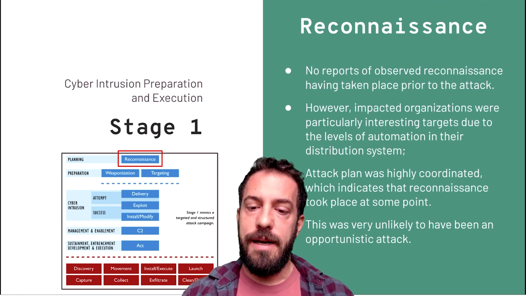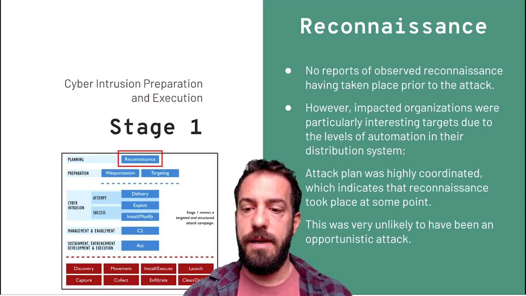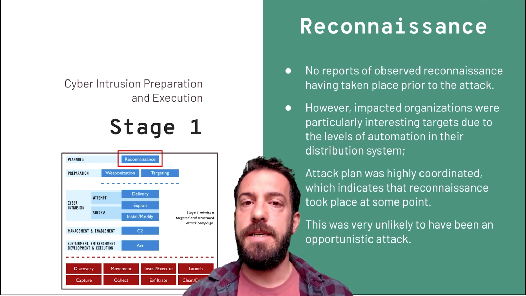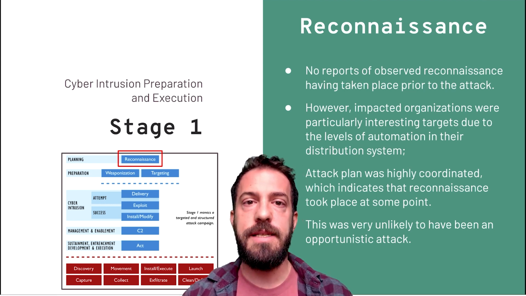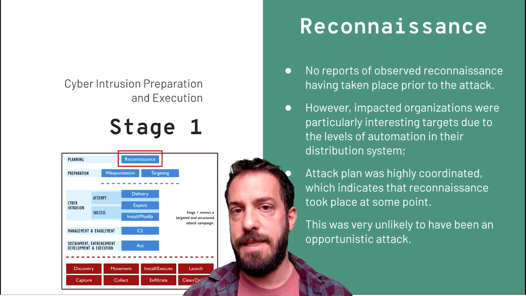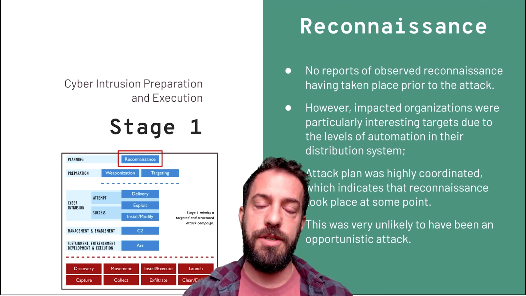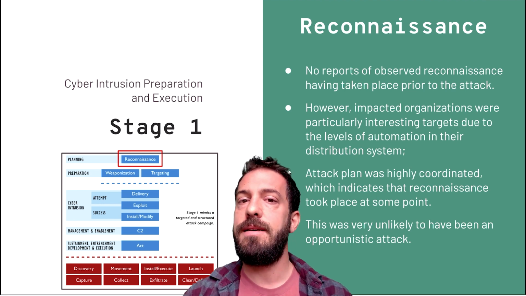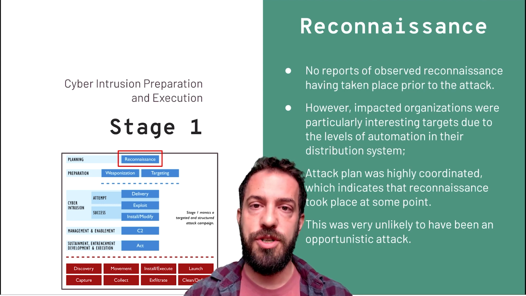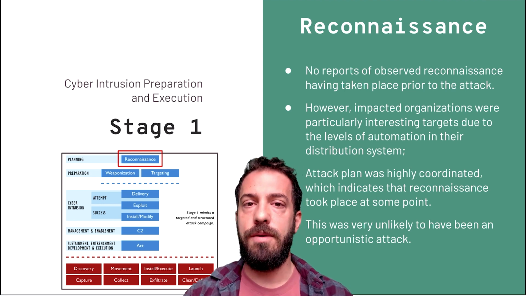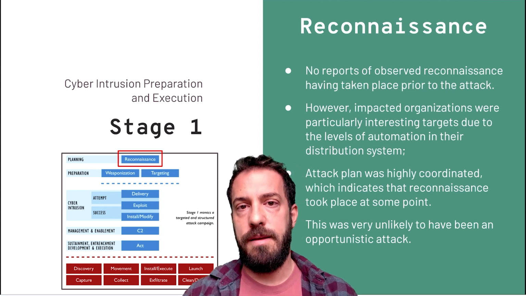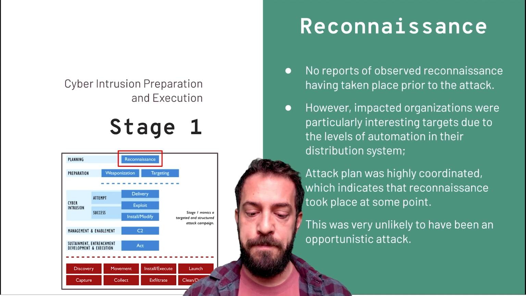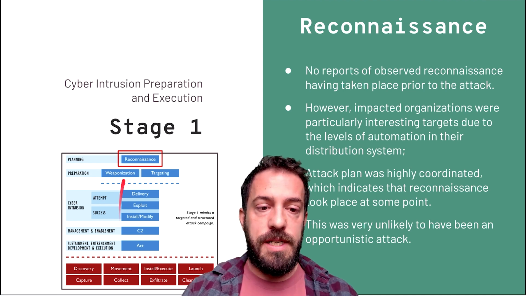However, what is very clear is that this was very unlikely to be an opportunistic attack, where the attackers just randomly selected something and did it. It was a highly sophisticated attack, very well coordinated. So even though there's no evidence to show it, it was clear that the attack was planned, tested, validated, and executed with utmost care. So that's for the reconnaissance part.